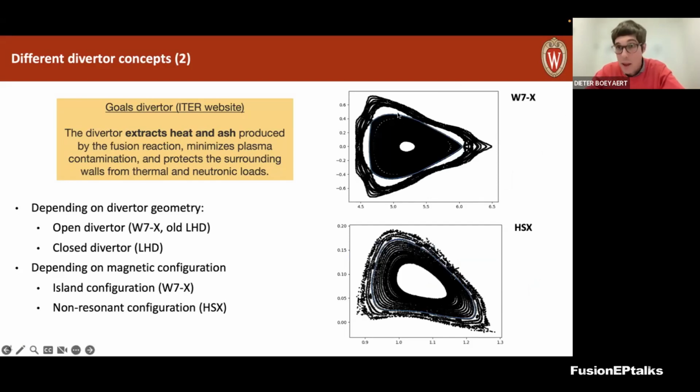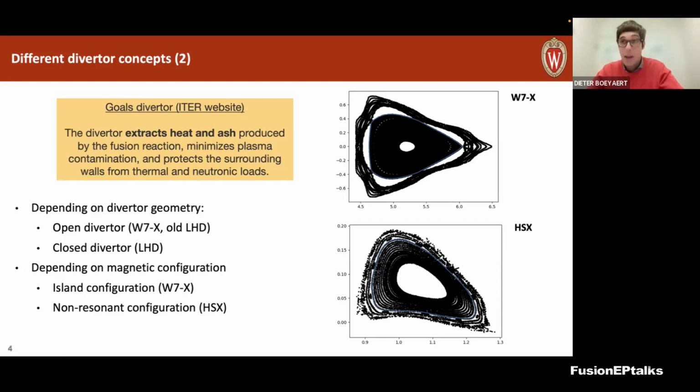Here you can see in W7X that you have a couple of big island structures, as we call them. That means that if your particles escape from the core, they will probably go through these small X points, and most of your heat will be guided in that way, so you can easily see where your strike line location is.